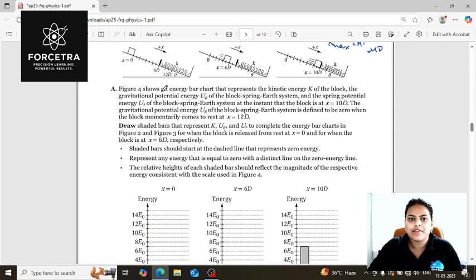Part A. Figure A shows the energy bar chart, which represents the kinetic energy K of the block, the gravitational potential energy Ug of the block-spring-Earth system, and the spring potential energy Us of the block-spring-Earth system at the instant that the block is at 10d. So when the block is at 10d, it is shown in this figure.